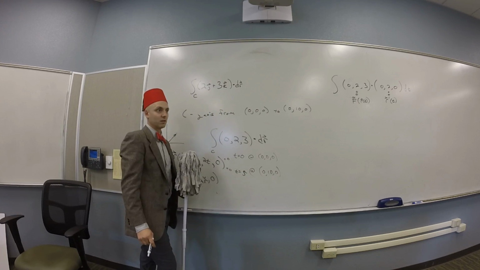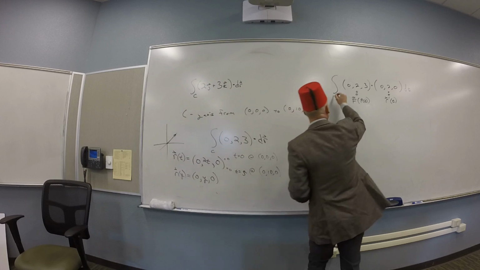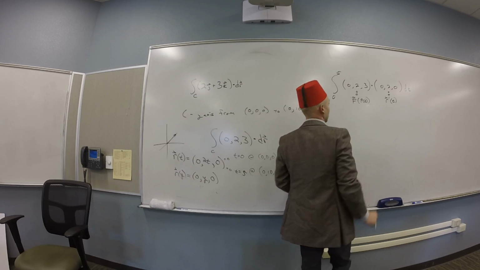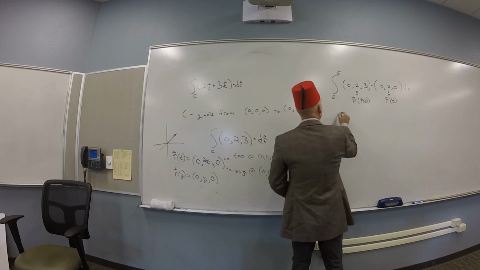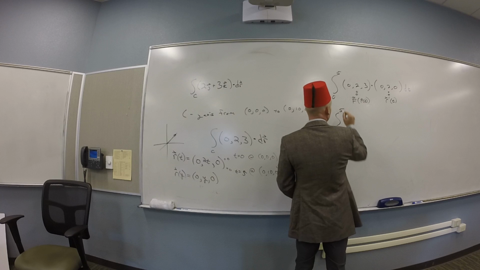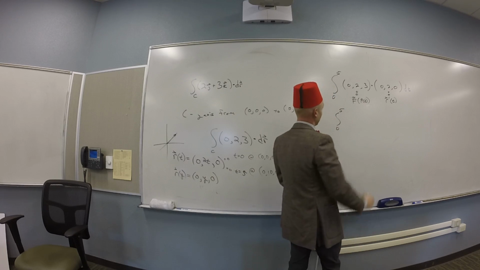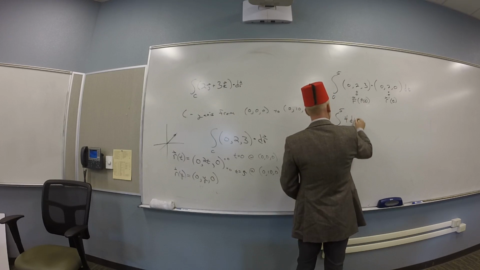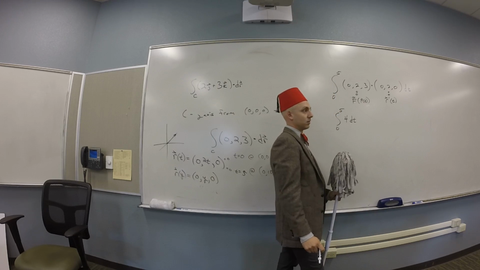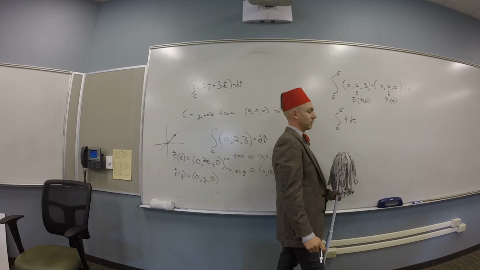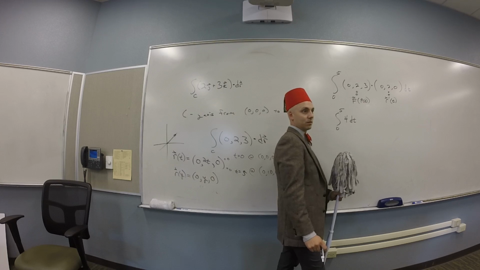Weird. Is all good with that? So we're going from 0 to 5. Cool? Okay, do your dot product. So you get the integral from 0 to 5 of 4 dt. So you get 20.